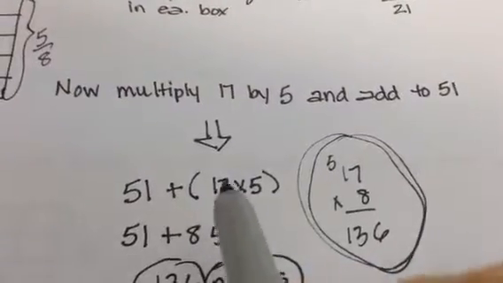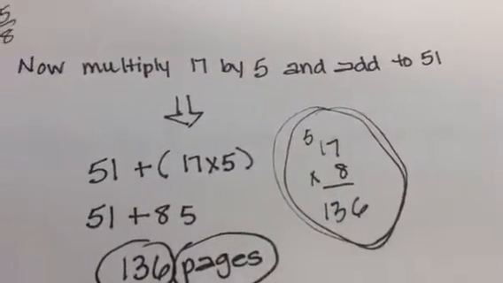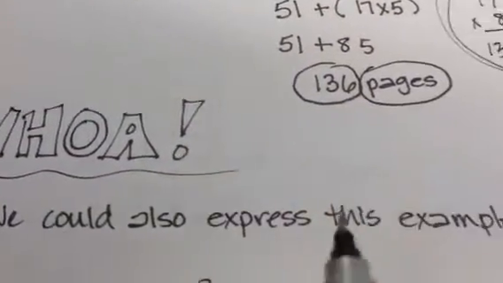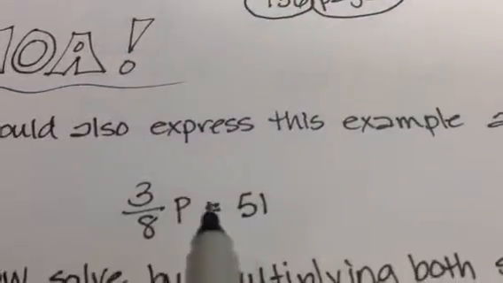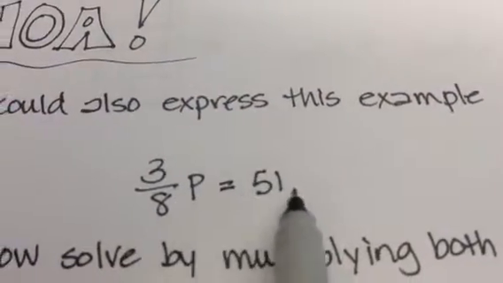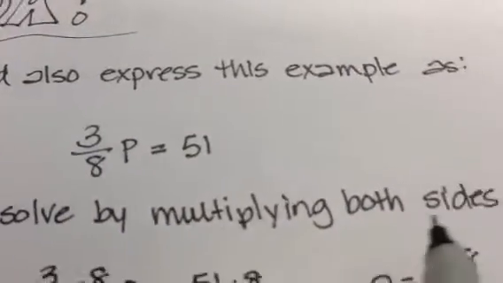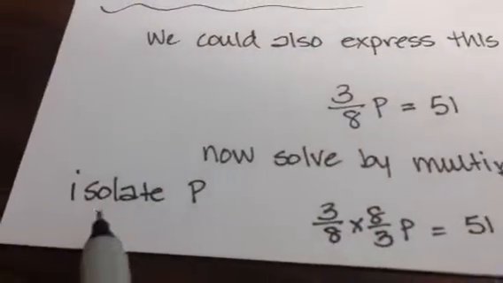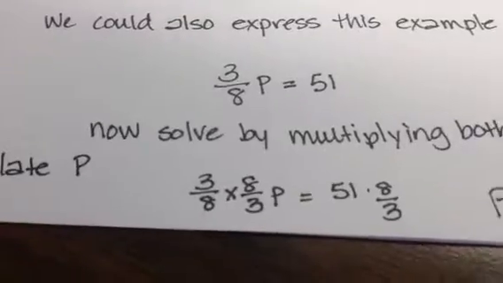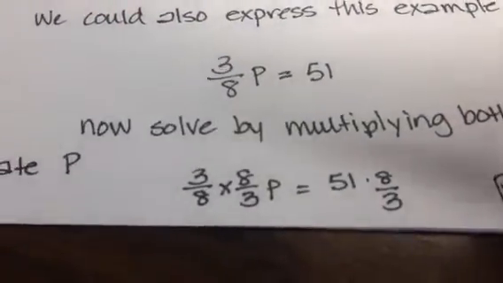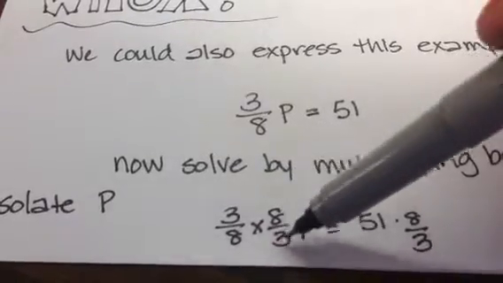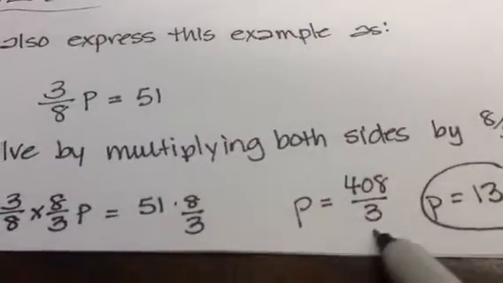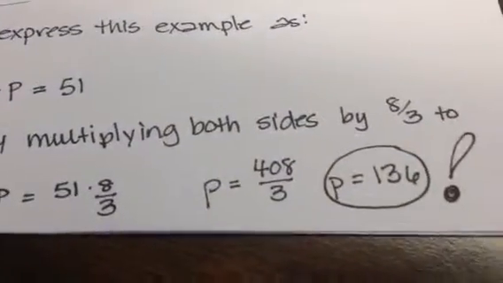This is the way my brain works. I know I'm maybe a little odd, but you can also do it this way. So, whoa, hold on, because we could also express this example as 3/8 of the pages equal 51. Now we're going to solve by multiplying both sides by 8/3 to isolate p, right? I just talked about that in investigation 7. So we're taking 8/3 times 3/8. Now I've isolated p. That equals 51 times 8/3, which is 408 over 3. Divide that. Oh, you get the same thing.